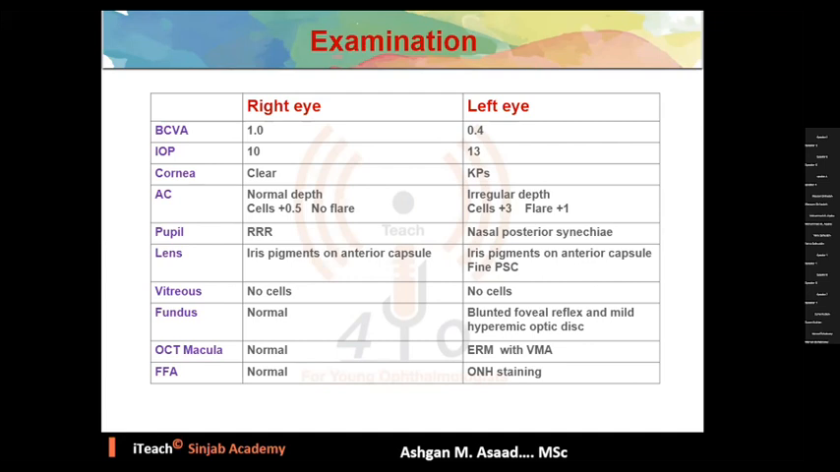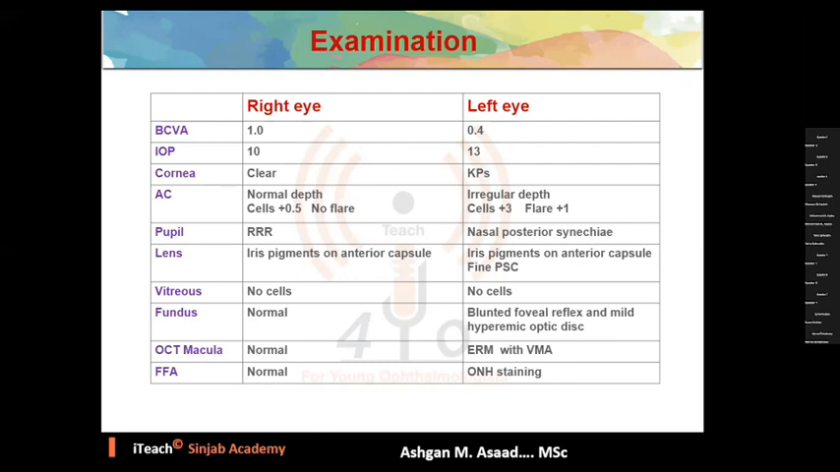The left eye showed KPs, and the anterior chamber showed normal depth and cells plus 0.5 in the right eye, irregular depth and cells plus 3, flare plus 1 in the left eye. The pupil showed nasal posterior synechiae in the left eye. There are iris pigments on the anterior capsule bilaterally, and a fine posterior subcapsular cataract in the left eye. The fundus showed blunted foveal reflex and mild hyperemic optic disc in the left eye.